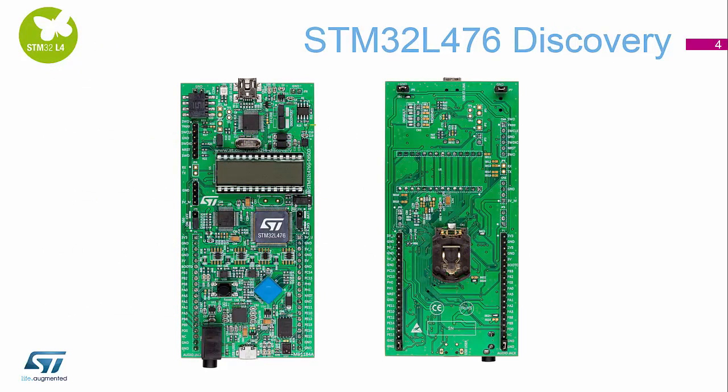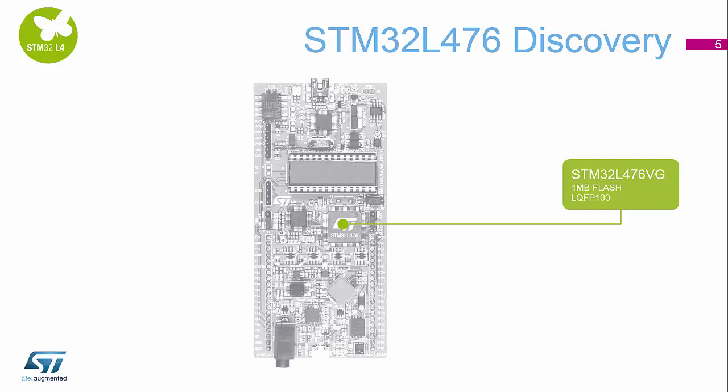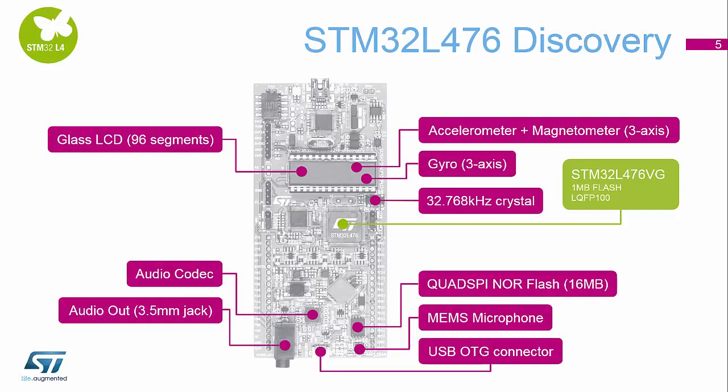So let's now take a look at our discovery board in a bit more detail. We're going to play a lot more with the features that are on board this discovery board. If we look at the top side of the device, we have the STM32L4, which is the 100-pin package on the board. Then we have lots of other sensory and auxiliary items. Hidden underneath the segment LCD display, we have an accelerometer, magnetometer, and a gyro, so you've got 9 axes of sensory data available to you.